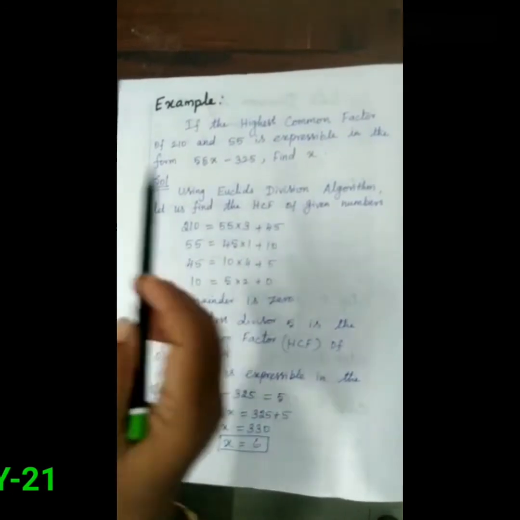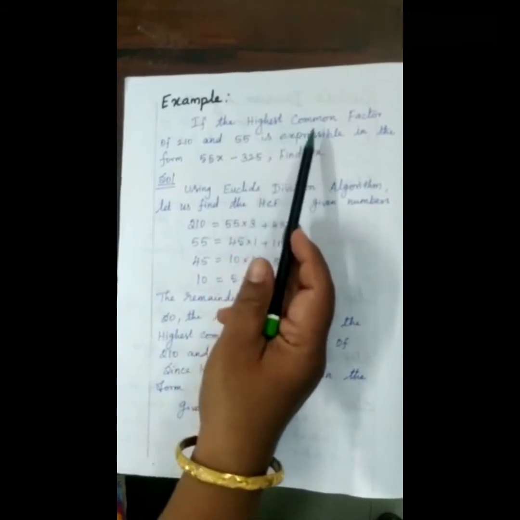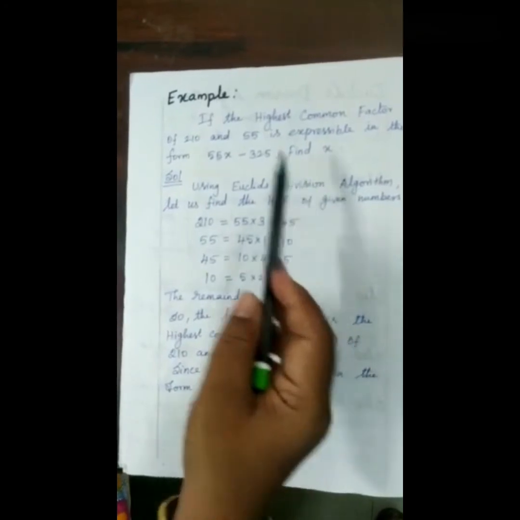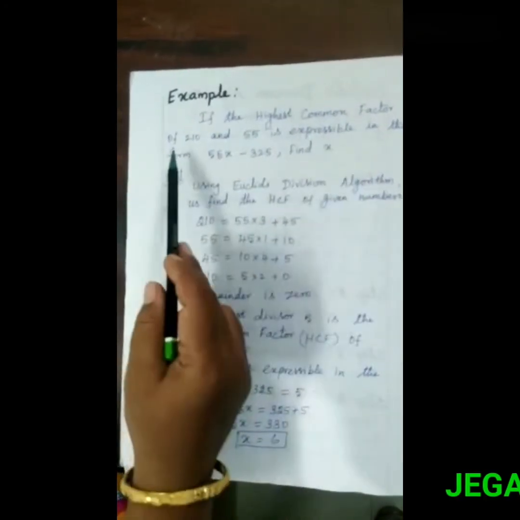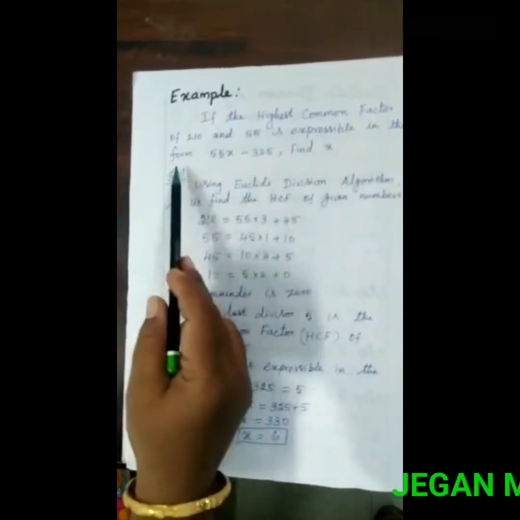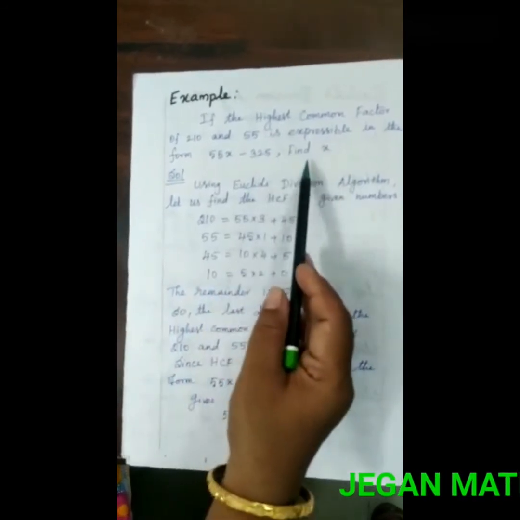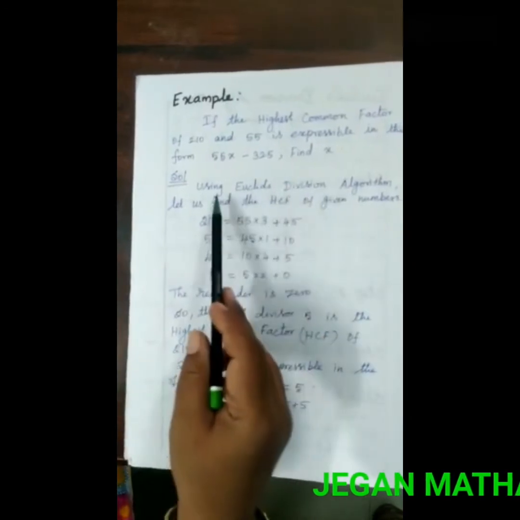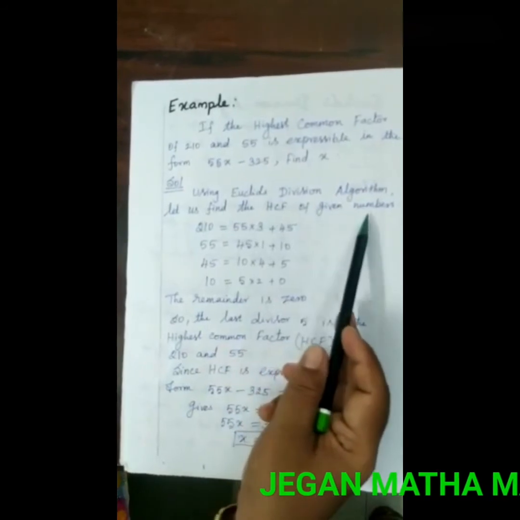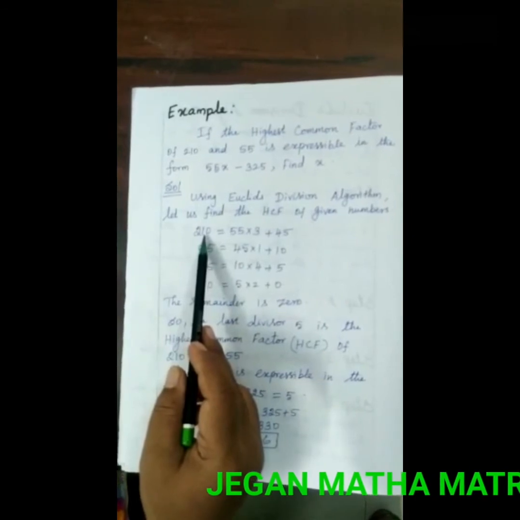For example, let us see one example sum on how to find the highest common factor using Euclid's division algorithm. If the highest common factor of 210 and 55 is expressible in the form 55x minus 325, find the value of x. Using Euclid's division algorithm, let us find the HCF of the given numbers. Take the greatest number. 210 is the greatest number.